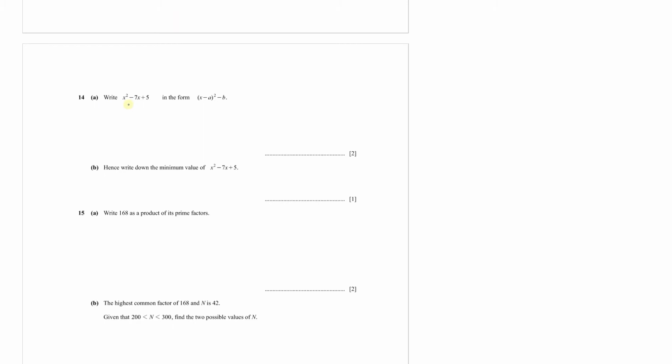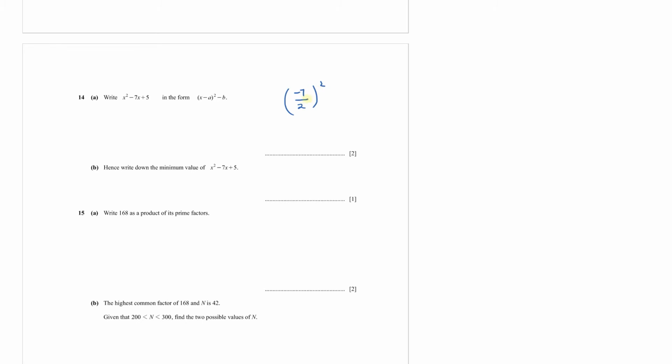Question 14 is write x square minus 7x plus 5 in the form of x minus a whole square minus b. So you have to use the completing square method here. The first step is to make sure the coefficient of x square is 1. So it is already 1. We don't need to divide this expression by any number. In completing square method, we take the coefficient of x and divide it by 2. So you have -7 as the coefficient of x. You divide it by 2, you get 7 over 2, and then you take the square.